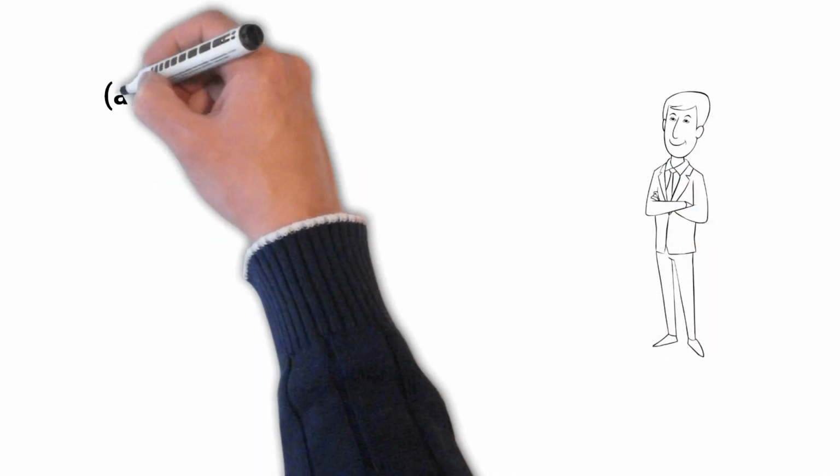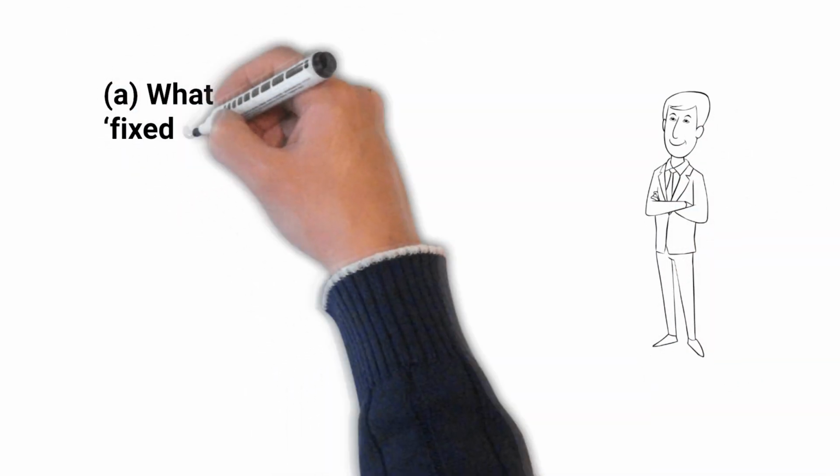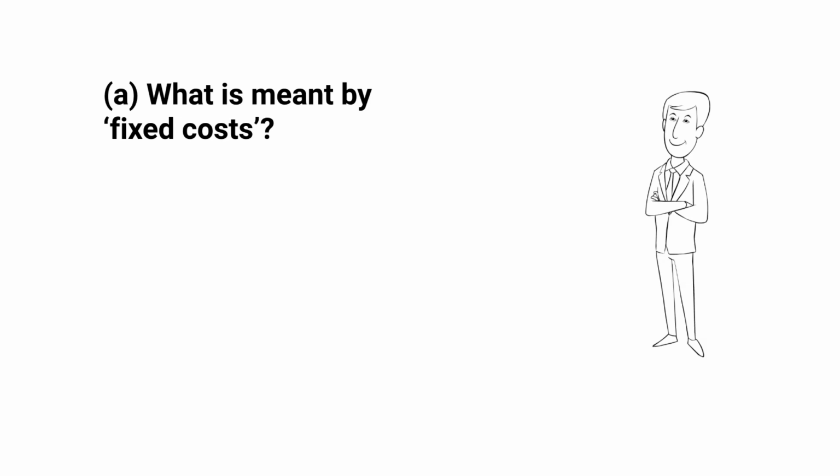The first question is, what is meant by fixed costs? This, again, is a straight-up knowledge question. We are looking for a clear understanding. An example would be, costs that do not change as the level of activity, output, or sales changes. Or, costs which have to be paid whether the business produces any products or not. We are looking for a definition here, so if you just give examples, you will get no marks.